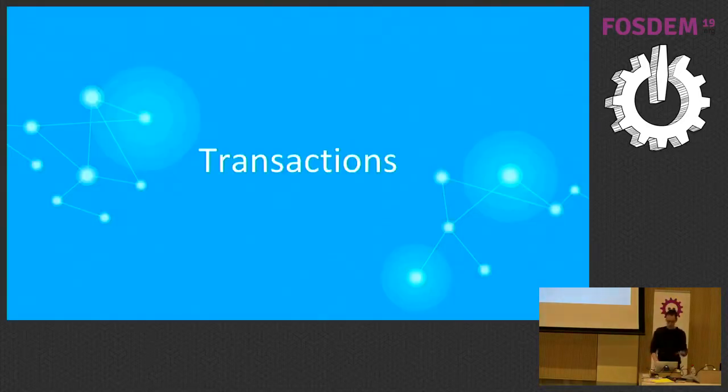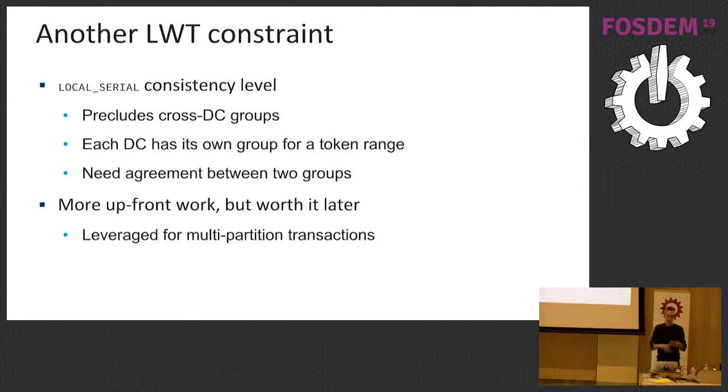So this is it for Raft, and everything I've said was applying to single key transactions, as I showed to the user in the form of LWT. However, LWT has another important constraint, which is a consistency level that says a transaction should only apply within a particular data center. This means that our Raft groups cannot contain replicas from multiple data centers. It means instead that each data center has its own Raft groups.